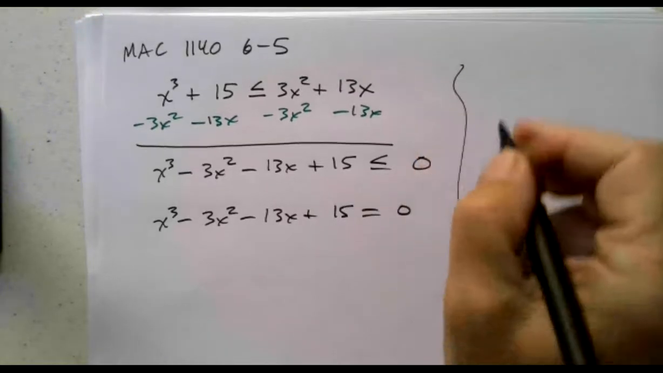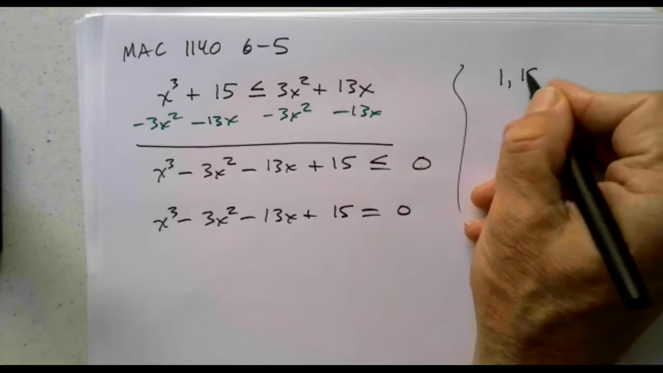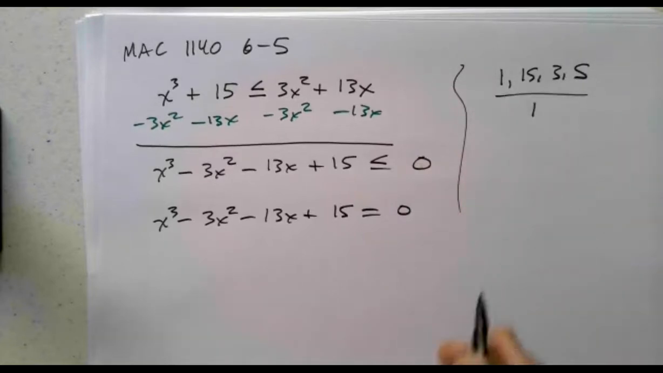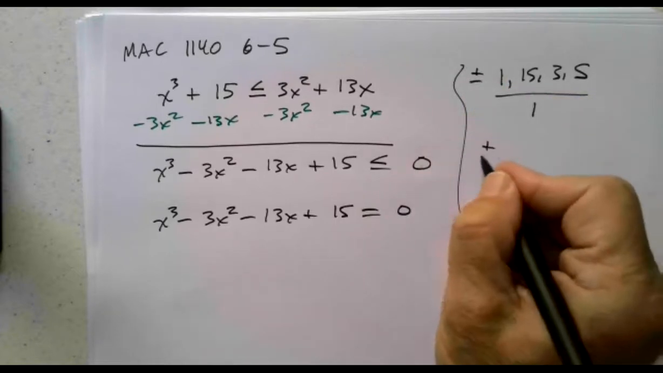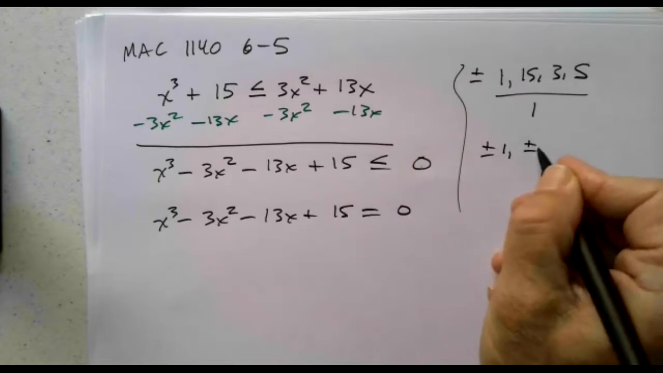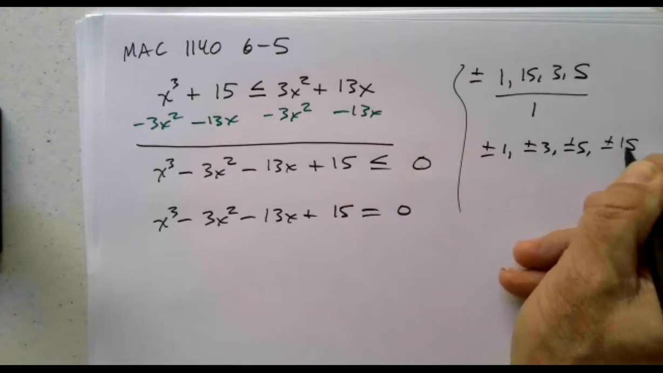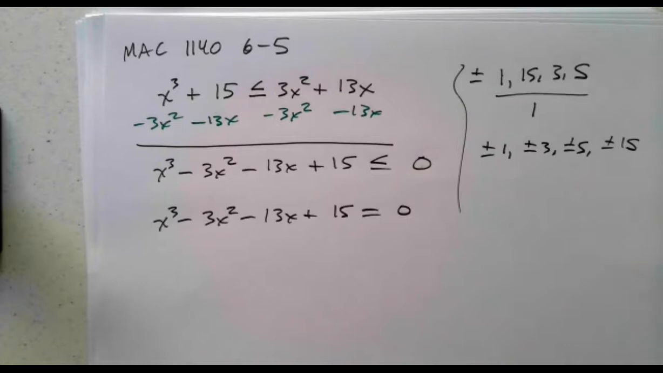Factors of 15 are 1 and 15, 3 and 5. Factors of 1 are just 1. And again, all of these are plus or minus. So I really only have 8 different things I've got to try, right? Plus and minus 1, plus and minus 3, plus and minus 5, plus and minus 15. Those are potential rational roots.